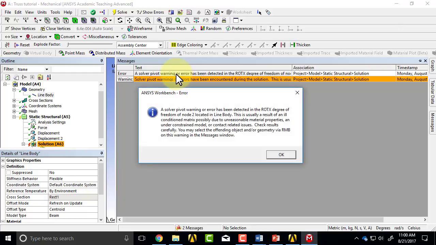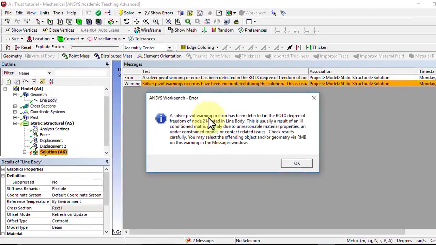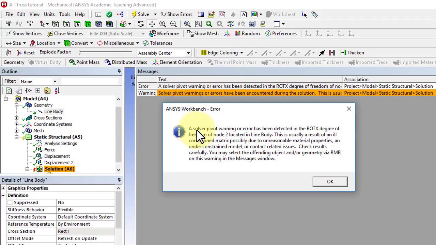So if I double click on that, I can see the entire error, and it says a solver pivot warning or error has been detected in the rotation x degree of freedom of node 2, which we don't know which one that is. This is usually a result of an ill-conditioned matrix, blah blah blah. And here's a clue: an under-constrained model. Okay, so to troubleshoot this and to understand how to constrain the model, one has to understand the extra degrees of freedom that ANSYS is putting in beyond what we discussed in the mathematical model. I'll talk about that next.